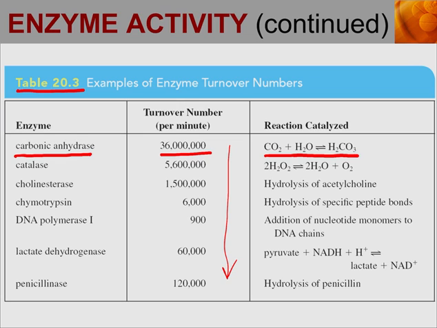But then if we go down, we can see chymotrypsin, which hydrolyzes specific peptide bonds, so it breaks apart certain bonds between amino acids. This can only convert or break apart 6,000 bonds per minute. Now that's still a lot, but relative to carbonic anhydrase, that doesn't seem like it's a lot. So it really does depend on the enzyme and how quickly it can function.